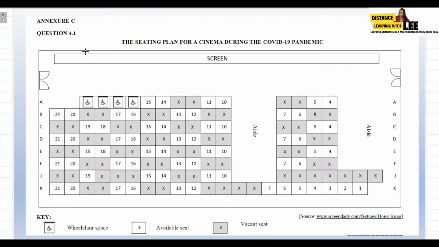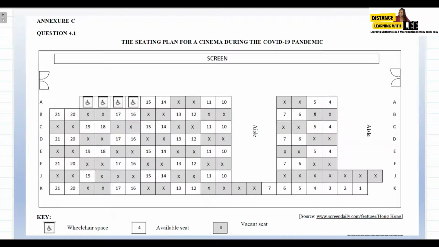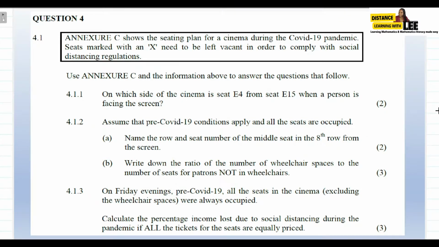We can also see that here at the top, this is basically the screen of our cinema, and those are basically the entrances of our cinema. Okay, so let's have a look at the information that is given to us.